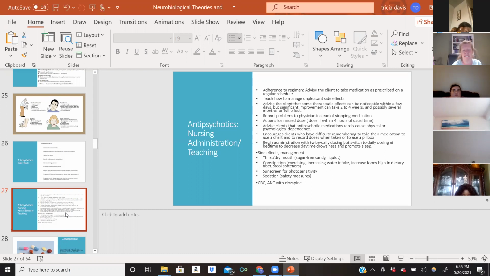So how can we teach them to manage those unpleasant side effects? For those anticholinergics, we know that they cause patients to be really thirsty and have a dry mouth.